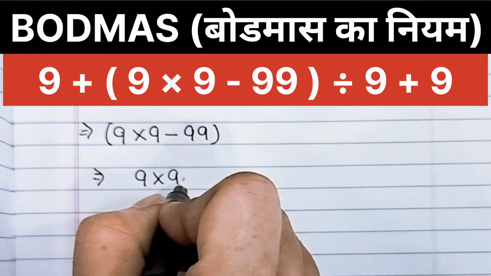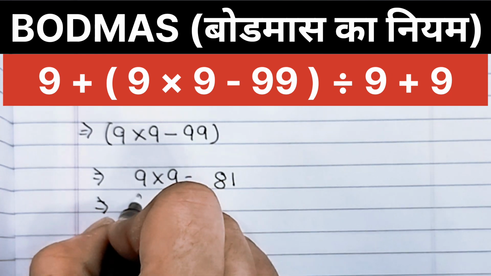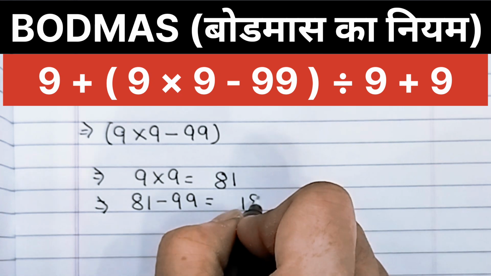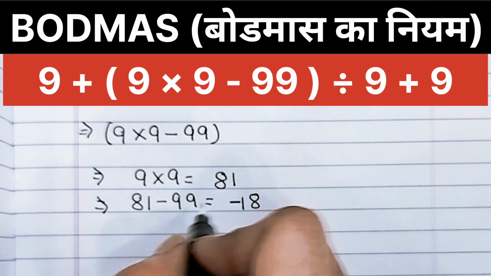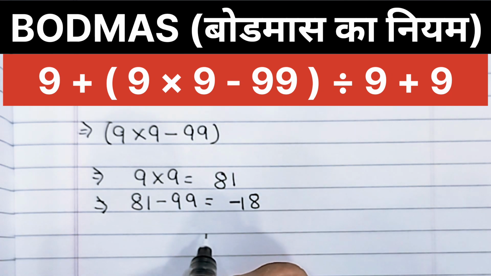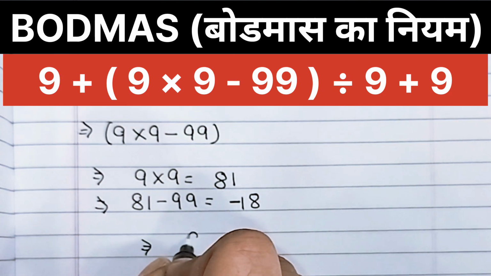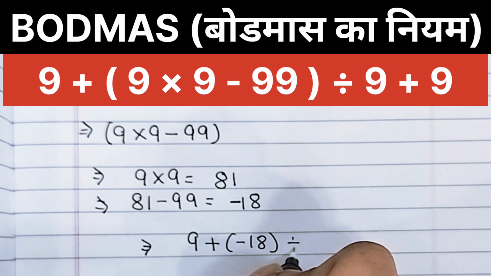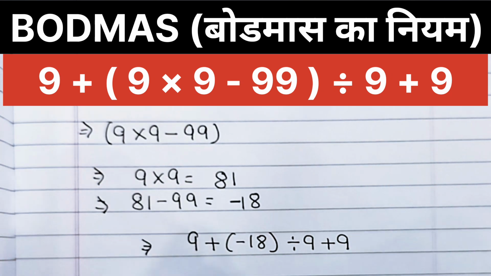9 multiply 9 equals 81 and then afterwards we subtract the values. 81 minus 99 is equal to 18. We'll get the answer in negative because the larger number is negative. So in step 1, the bracket simplifies to minus 18 and the expression becomes 9 plus minus 18 divided by 9 plus 9.